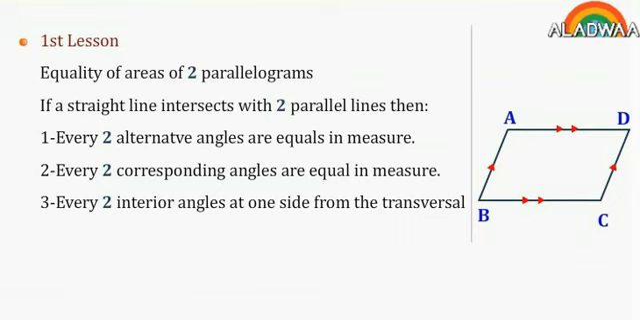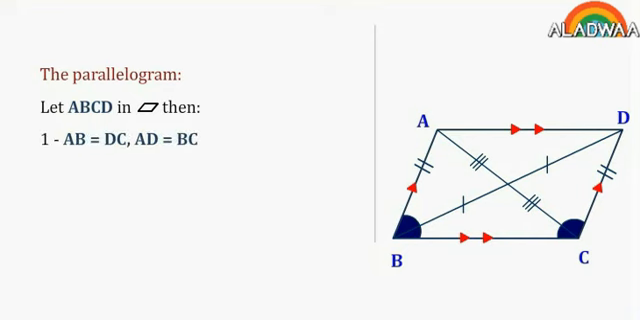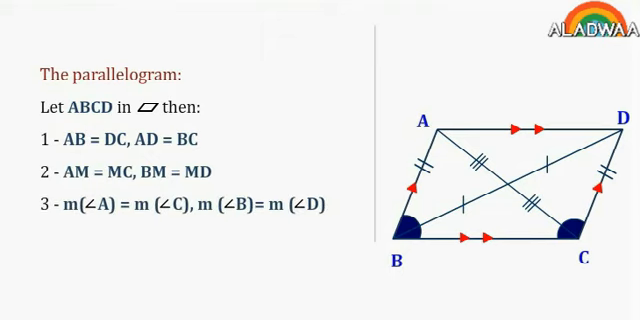The parallelogram. Let ABCD be a parallelogram. Then, number 1, AB equals DC and AD equals BC. Number 2, AM equals MC and BM equals MD. Number 3, the measure of angle A equals the measure of angle C, and the measure of angle B equals the measure of angle D.